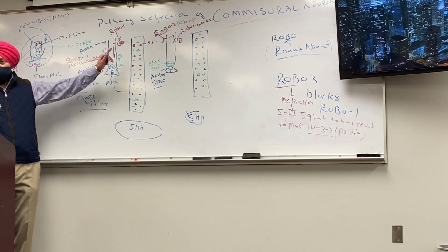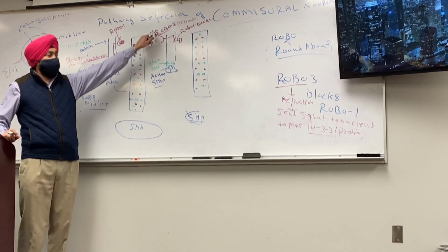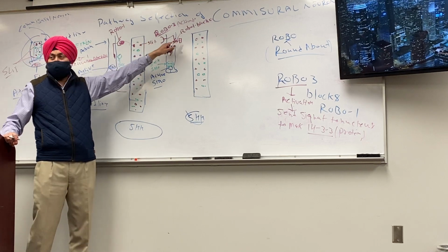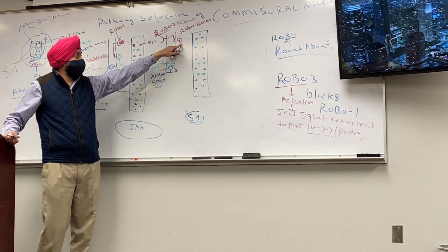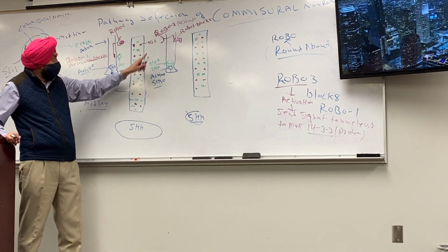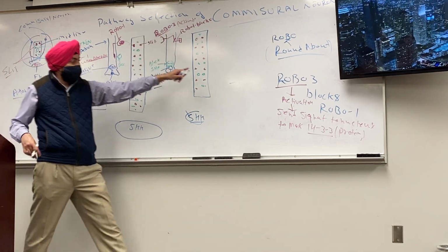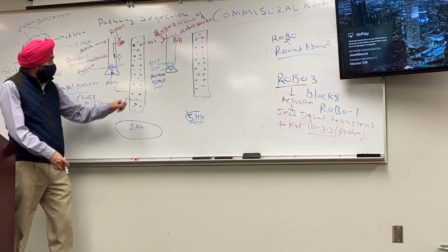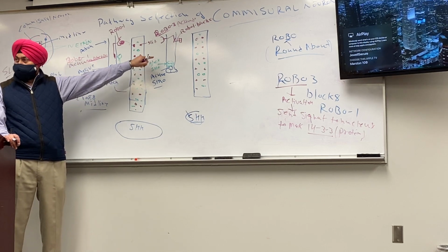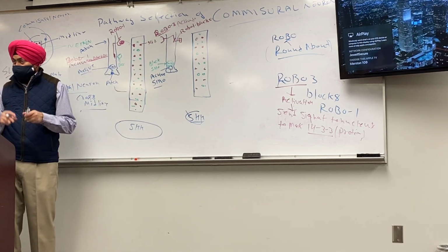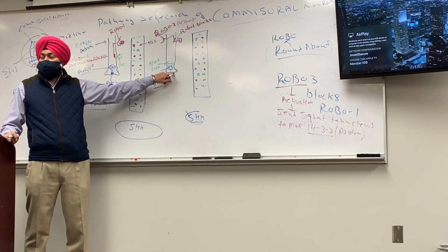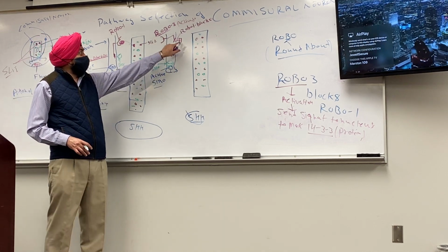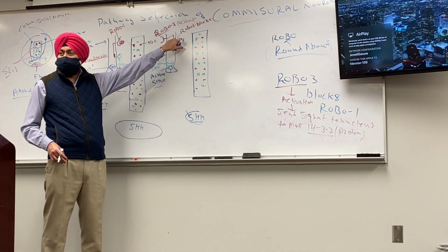So here three things are happening. Number one, Robo3 activation takes place. Then second thing, Robo3 activation blocks Robo1. And then Robo3 activation sends a signal to the nucleus to make 14-3-3 protein, and 14-3-3 protein inactivates Smo. So two things have happened because of this. Number one, Sonic hedgehog signaling is no more working. Making sense? And now this Robo1 is blocked, so Slit cannot bind to it.